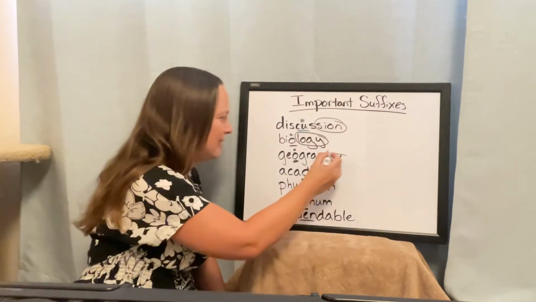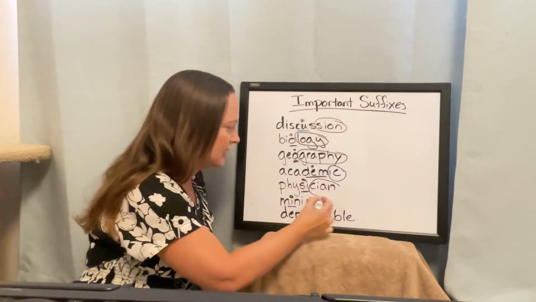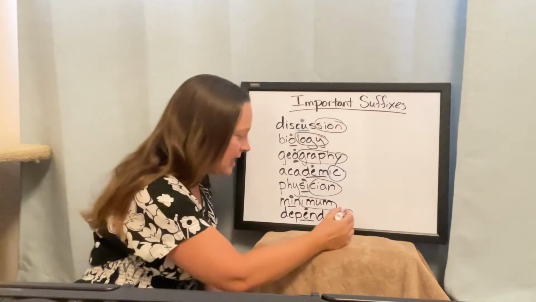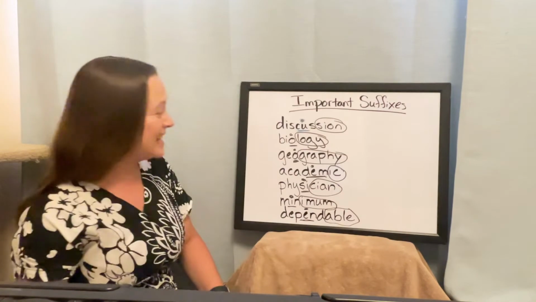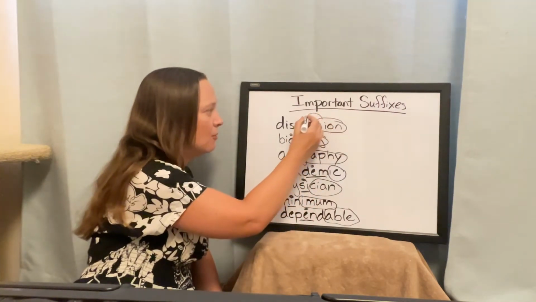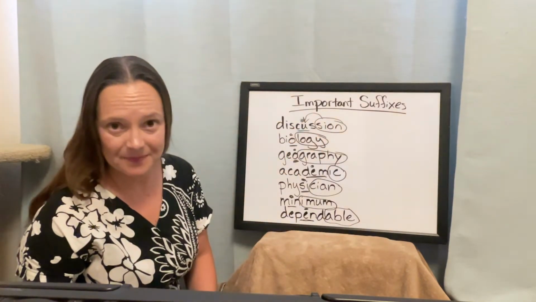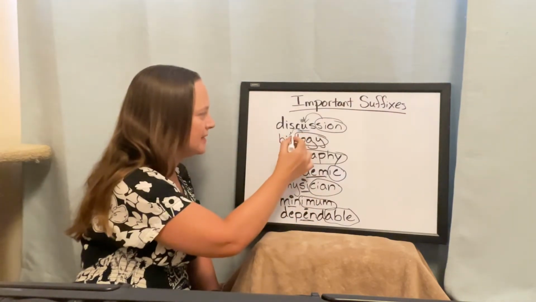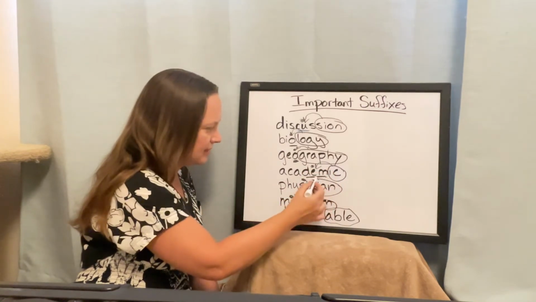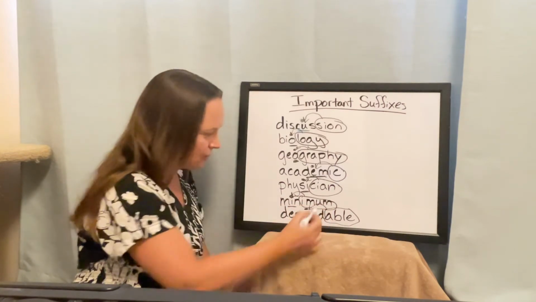And this one is the suffix "-graphy." "-ic" is our suffix. "-ian" is our suffix. "-imum" is our suffix. And "-able" is our suffix. And if you look at where the stressed syllable is, it's actually the syllable right before the suffix. Look at this, right before the suffix, right before the suffix, right before the suffix, right before, and last one, right before.